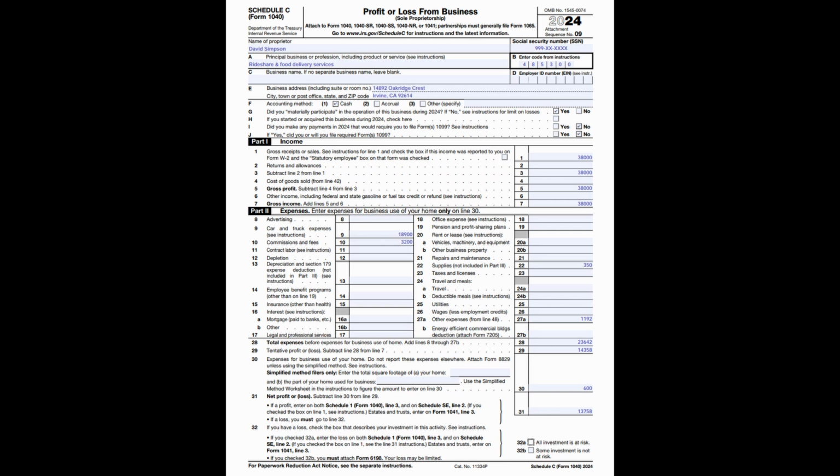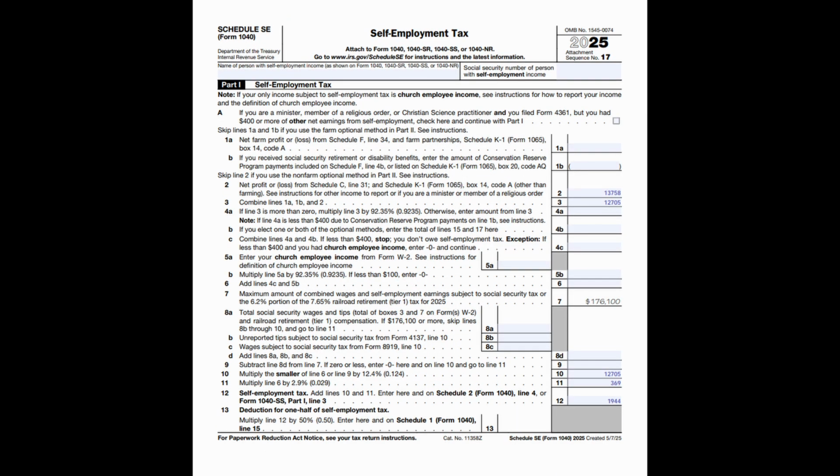And his net profit is $38,000 of income minus $23,642 in expenses and minus $600 for the home office, $13,758. So this $13,758 is a number that flows into Schedule SE, the form where we calculate David's self-employment tax. Let's go through this form line by line using David's real numbers.